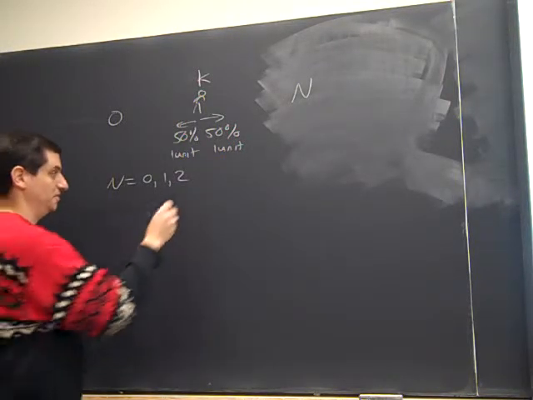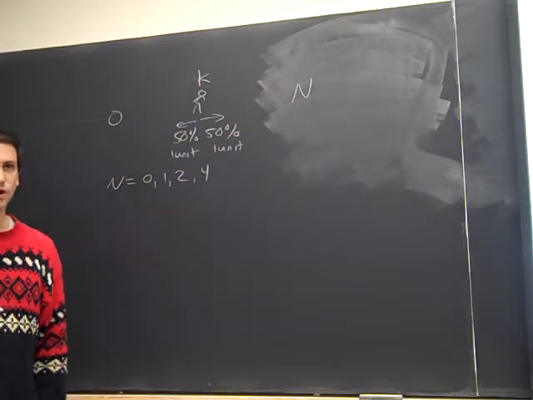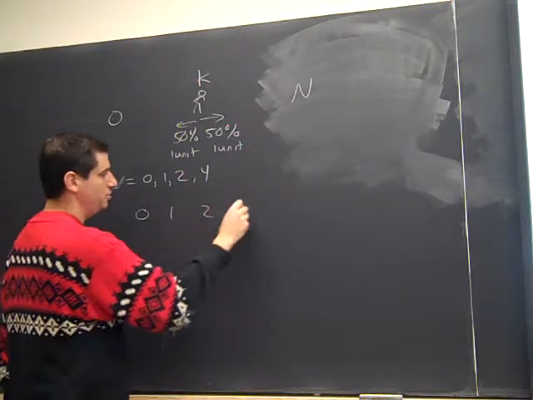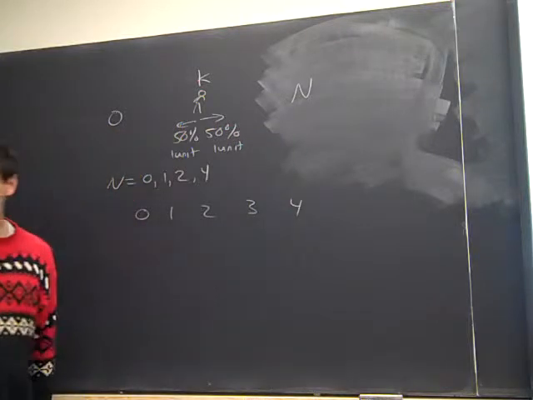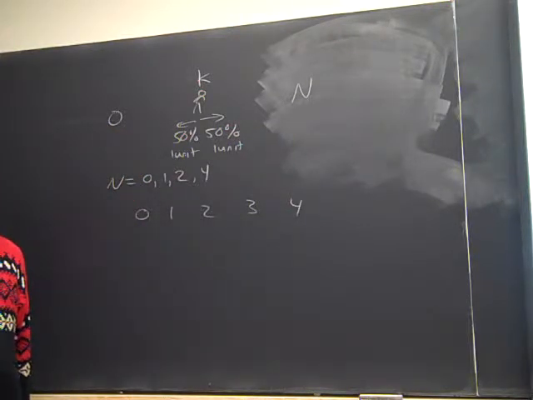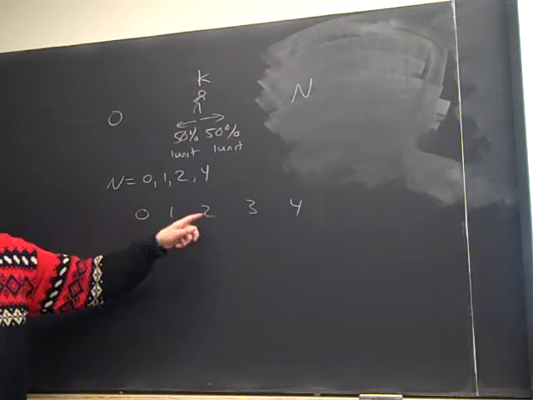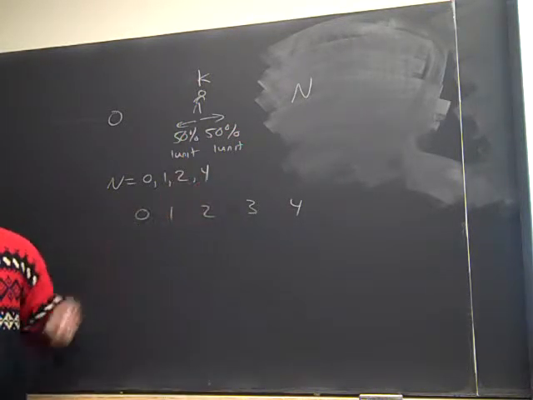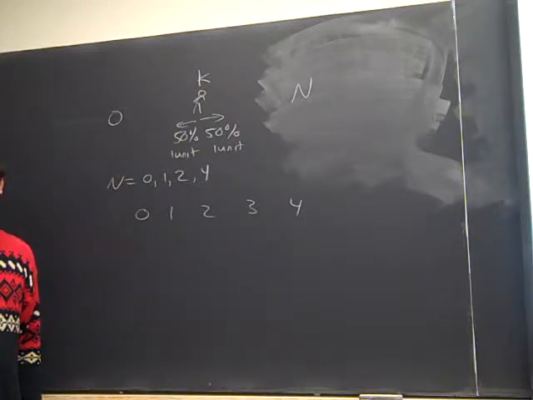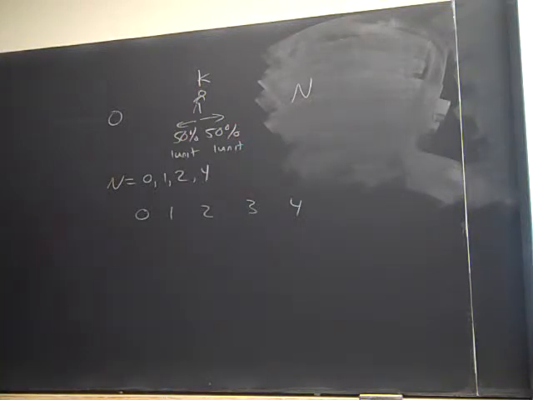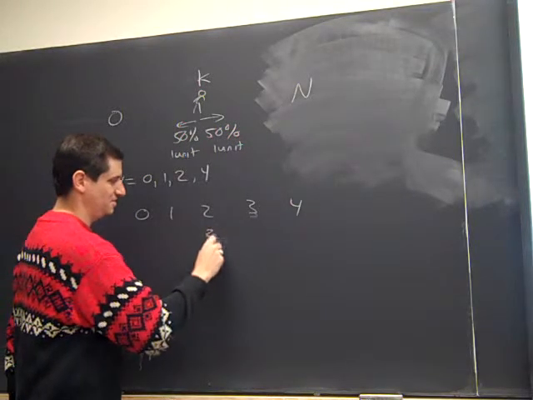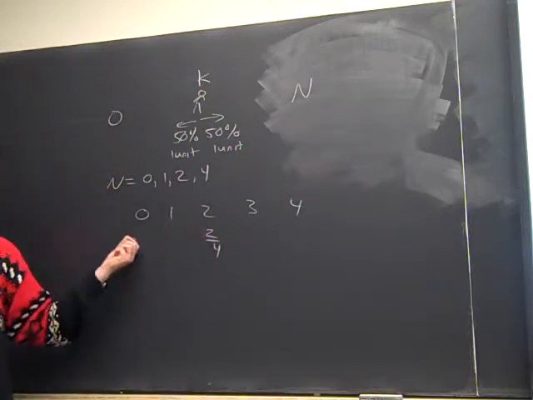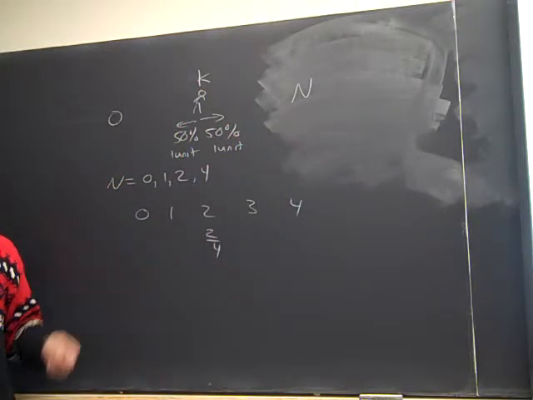4. So 0, 1, 2, 3, 4. In this configuration, which is the easiest point to study at first? 2. What's the probability you reach 0 before you reach 4? 50%. Right. Write 50% in a better way. 1 over 2. Right, in a better way. 2 over 4. So the probability you reach 0 before you reach 4 is 2/4.